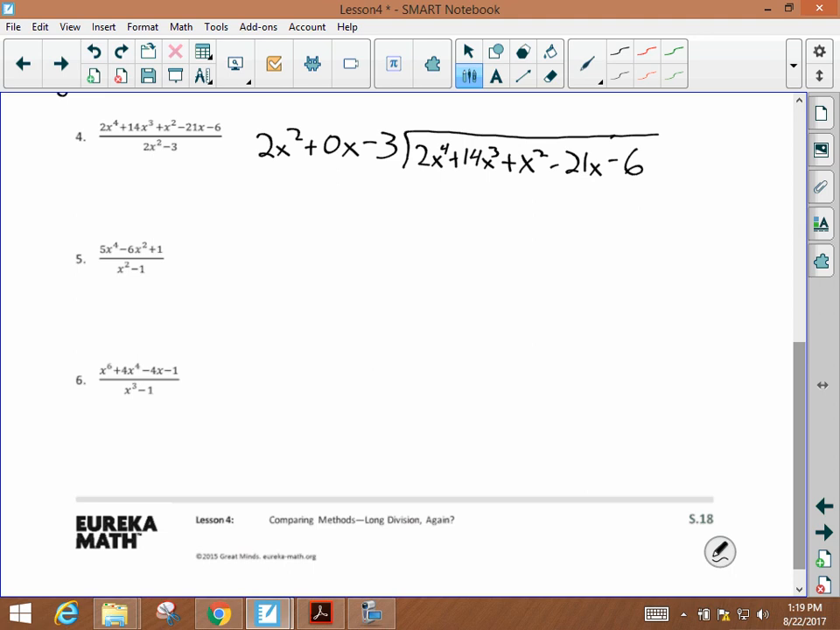Here we go. I have to multiply 2x squared by x squared to get 2x to the 4th. I'm going to go ahead and distribute that x squared times 2x squared is going to be 2x to the 4th. Here I go distributing. We've got a 0x cubed, pretty much, when we distribute that x squared times the 0x, and x squared times negative 3 gives me negative 3x squared. Let's go ahead and subtract, or change the signs and add.